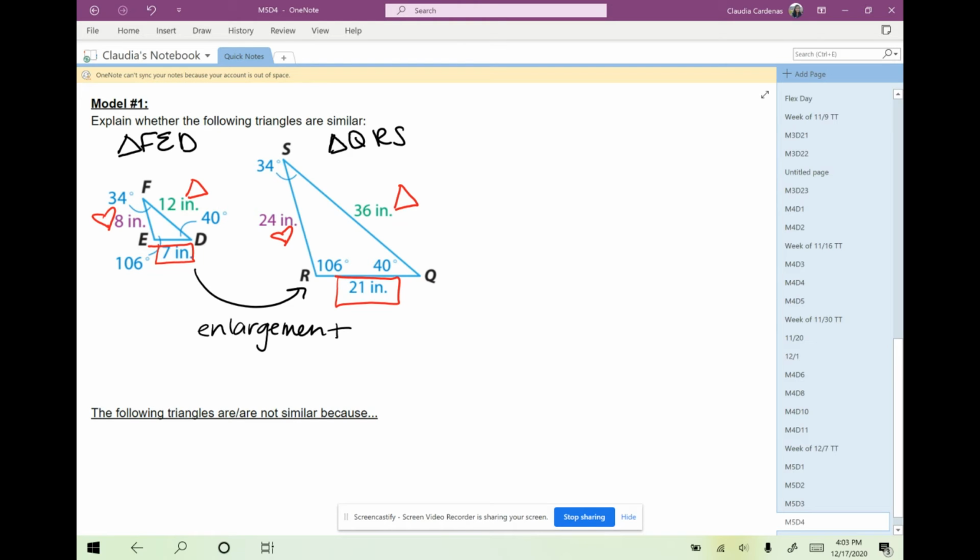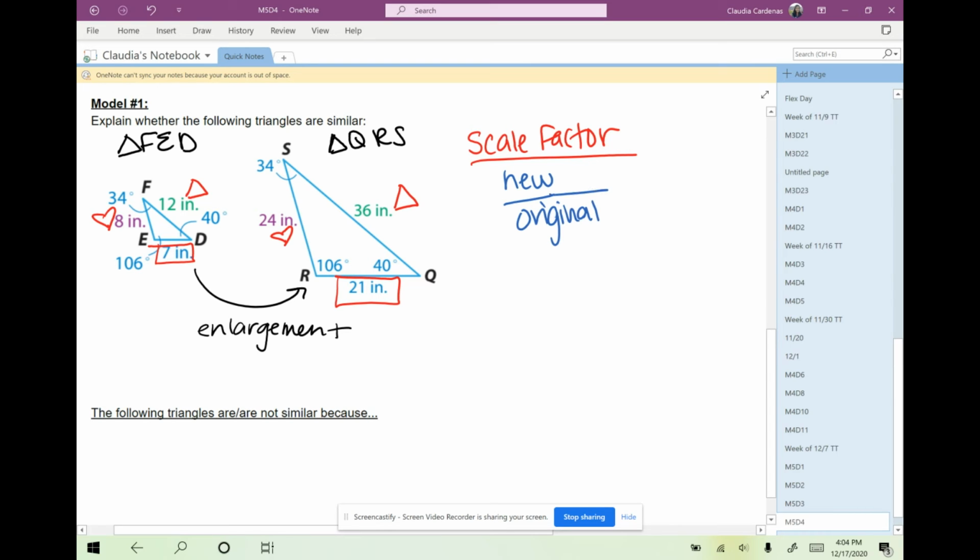So now that we have put symbols on each of the corresponding sides, we can then determine if they are similar. So how do we do that? Well, if these shapes are similar, they need to have the exact same scale factor. Well, how do we find the scale factor? Well, I know that I can pick a pair of points and write it as a ratio of new over original to see what we get. So to find the scale factor, we write new over original. So I can pick any of these pairs to set up my ratio.